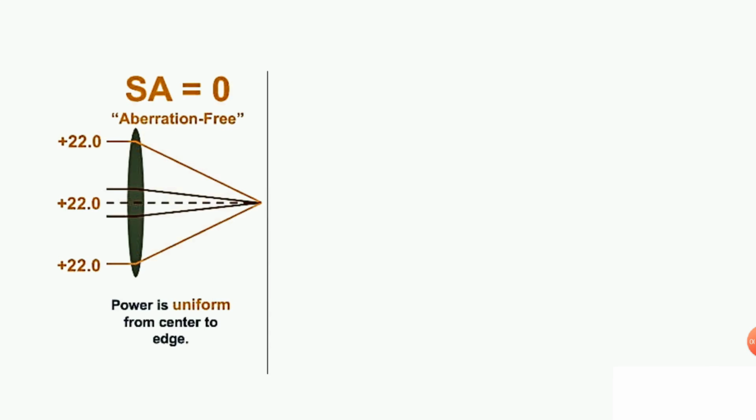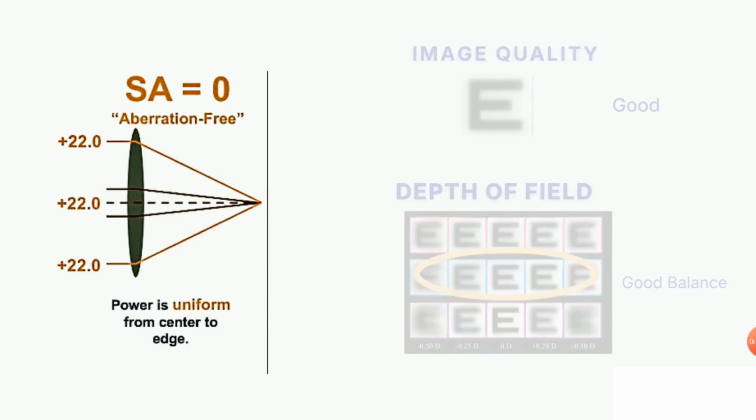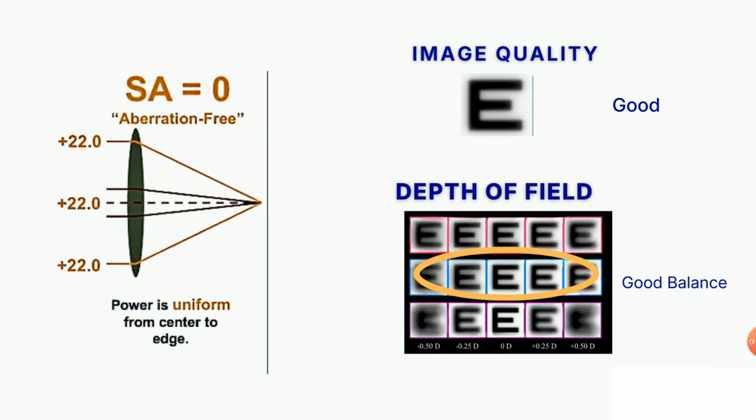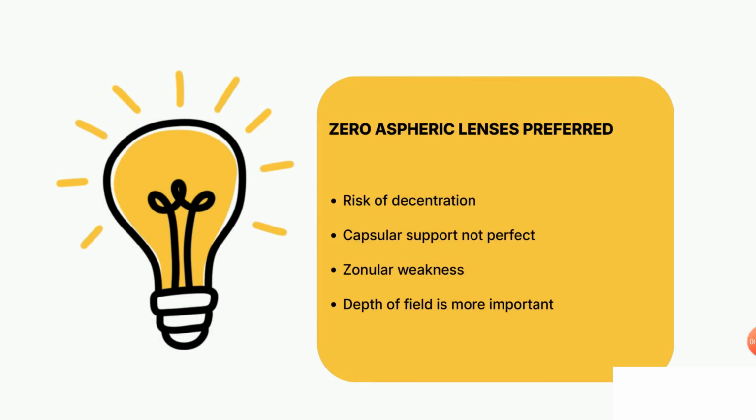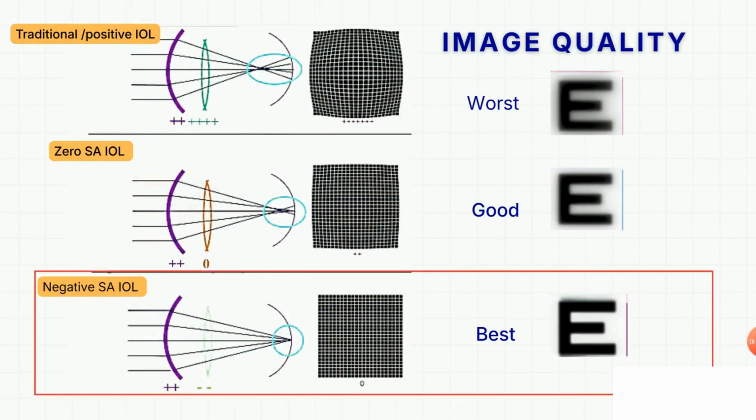These lenses neither add nor subtract spherical aberration. They offer a good balance of image quality and a reasonable depth of focus. Moreover, they are less sensitive to decentration. This makes them extremely versatile, and they are often preferred when there is a risk of IOL decentration, capsular support may not be perfect, or when the surgeon wants a safe, predictable optical outcome. So remember, the negative spherical aberration IOL gives you the best image quality but the least depth of focus.